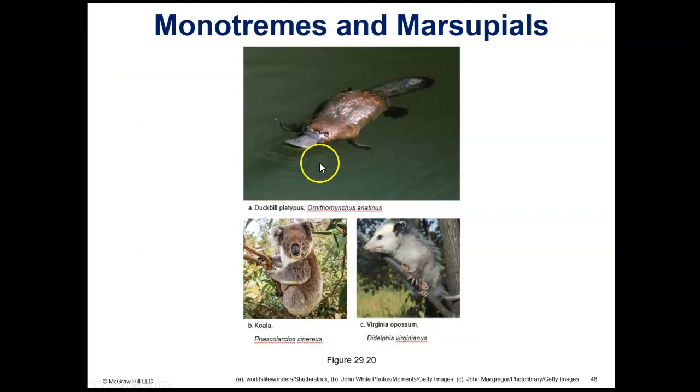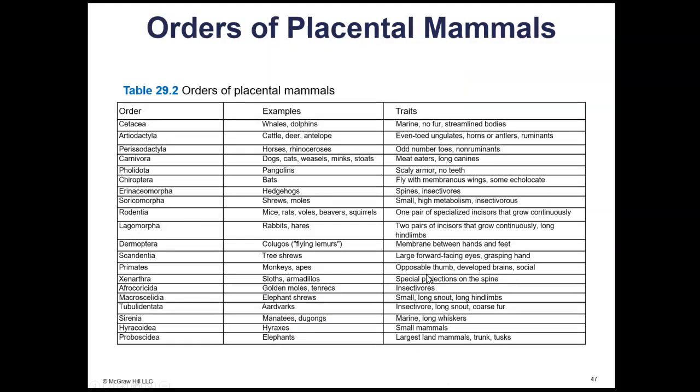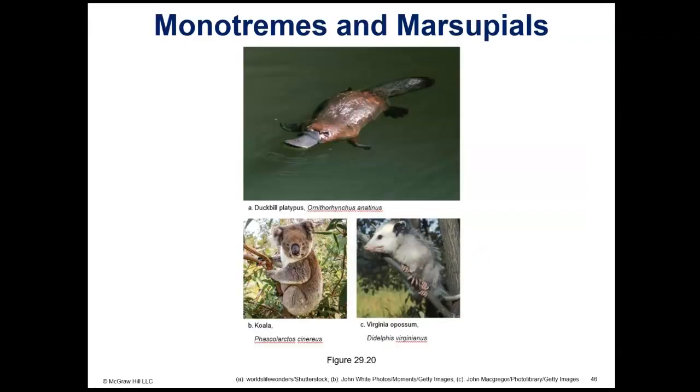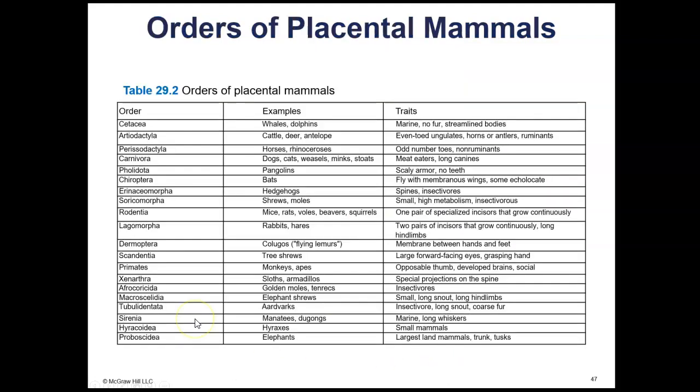So here we have a duck-billed platypus, which is a monotreme. We have a koala bear, and a Virginia opossum, which are marsupials. A lot of the marsupials are naturally from Australia, but the opossum, of course, is native to North America, the United States. This table gives you, so mammal is the class, and the group that comes next is the order. So these are different orders of the placental mammals.